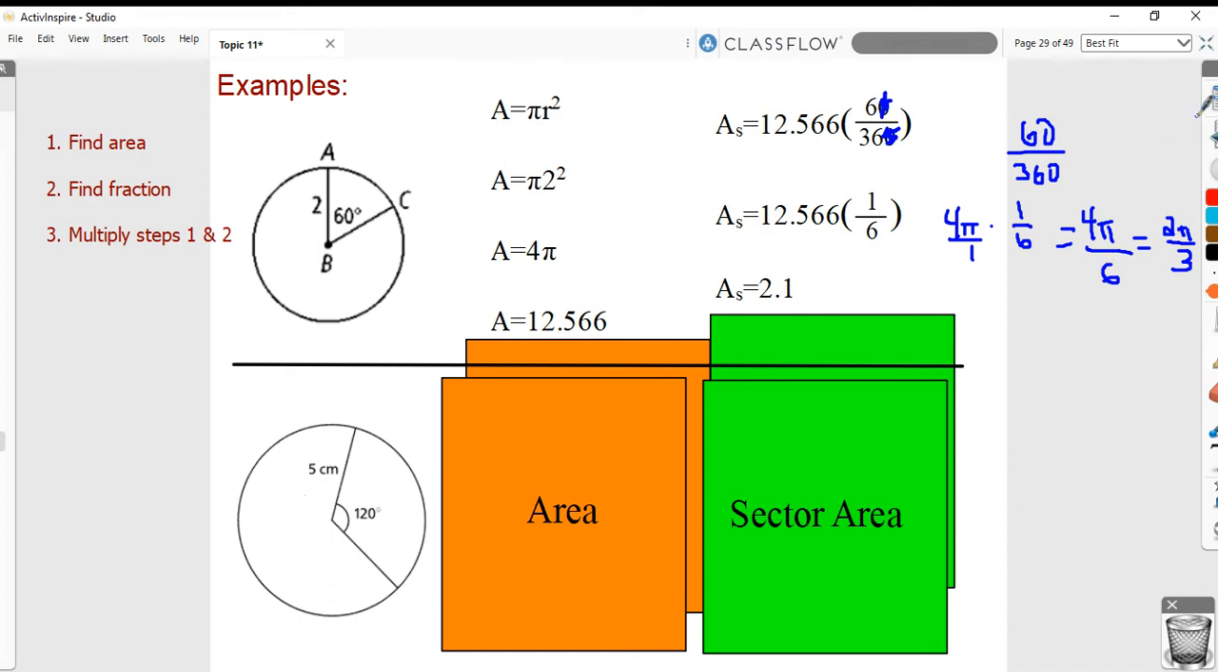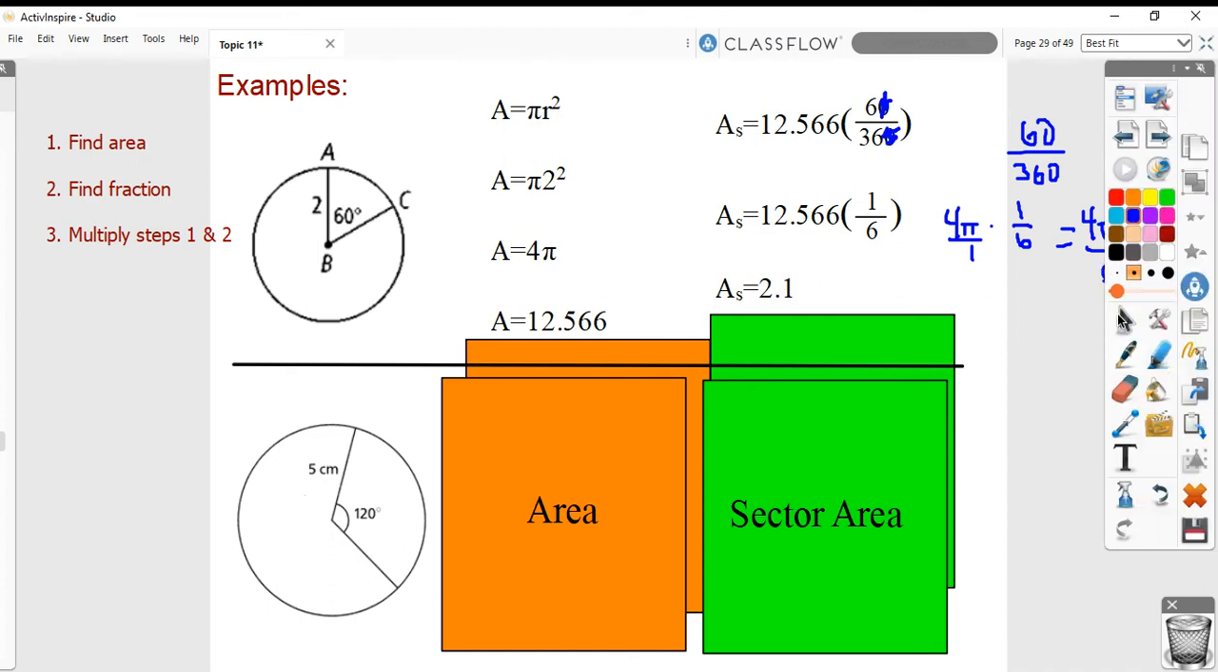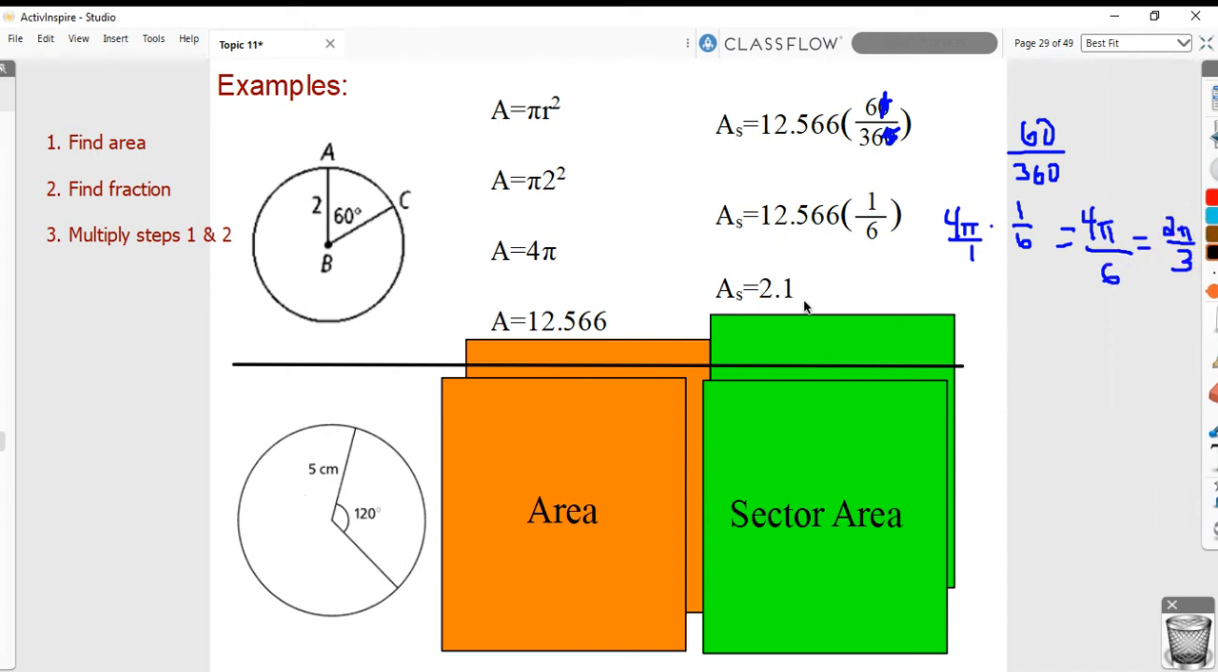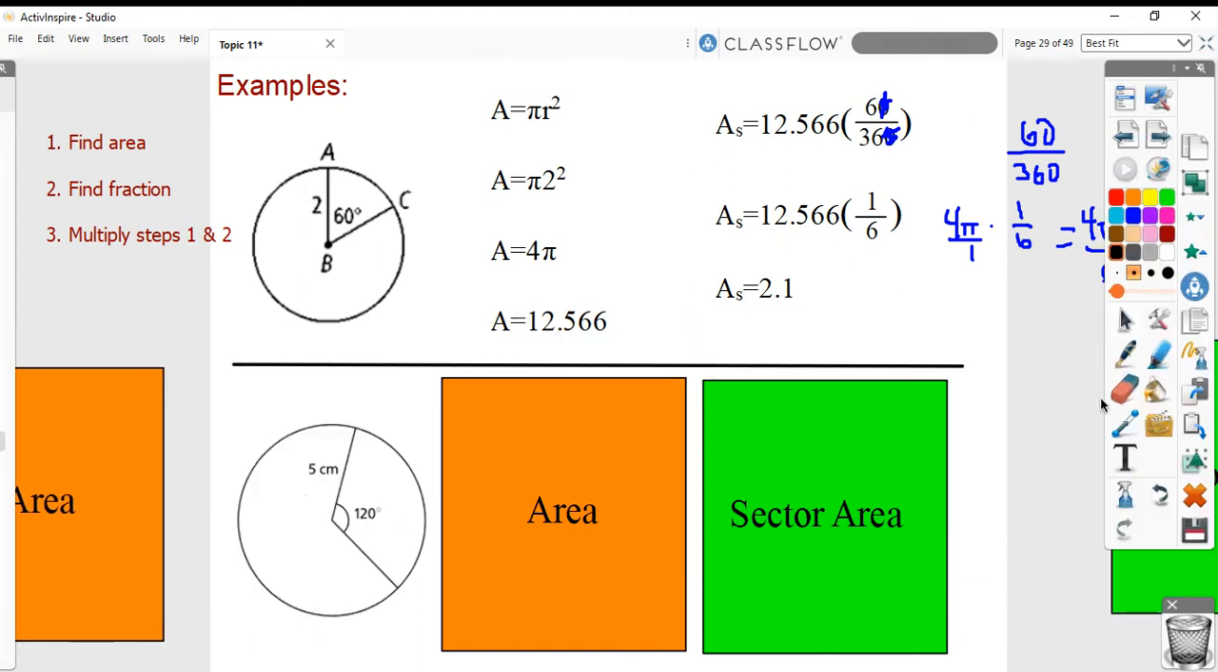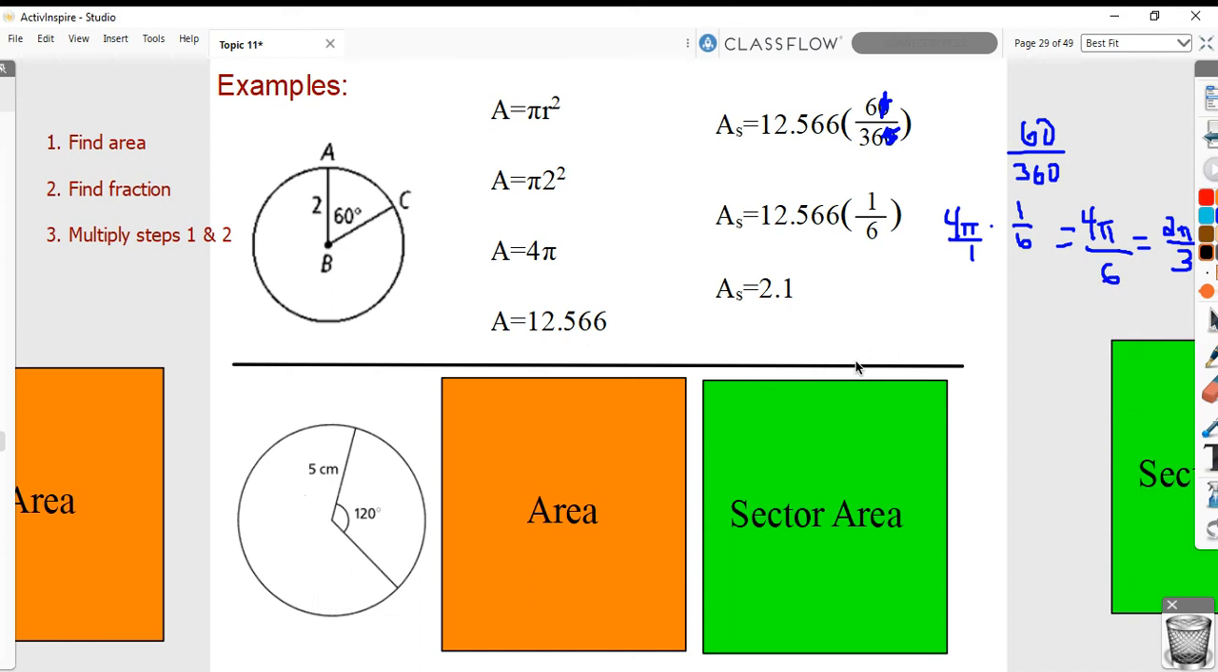But worst case scenario, absolute worst case scenario, if you don't know what you're doing, go through the answer choices and see if your decimal answer matches any of these fraction answers. Punch these fraction answers into the calculator and see what matches your decimal. All right, just a suggestion. Something to look into.